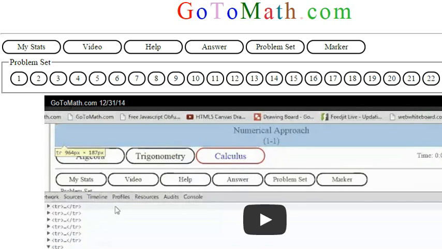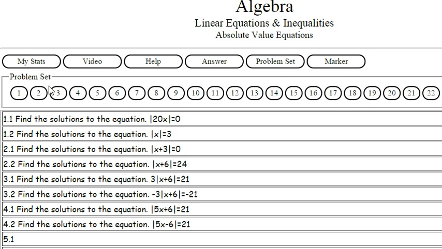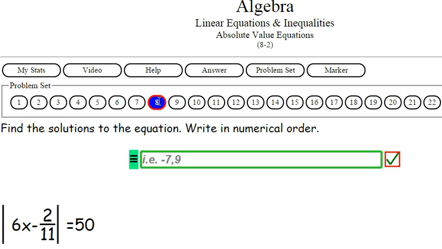There, go to math.com, click on the algebra. Let's go down to absolute value equations. And what are we doing? 8.1, I believe, if I can find it. Yeah, I think that's it. Okay.